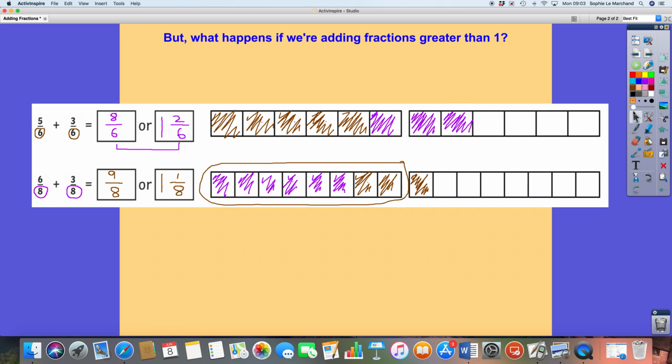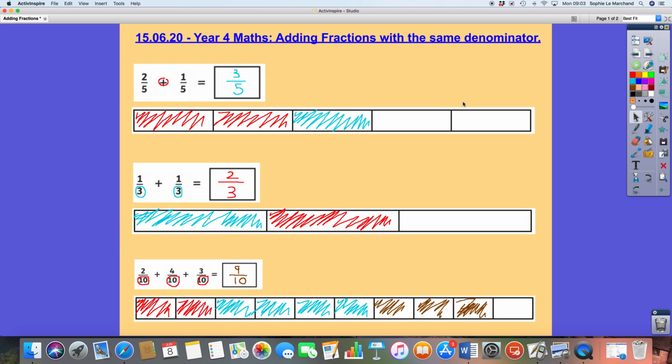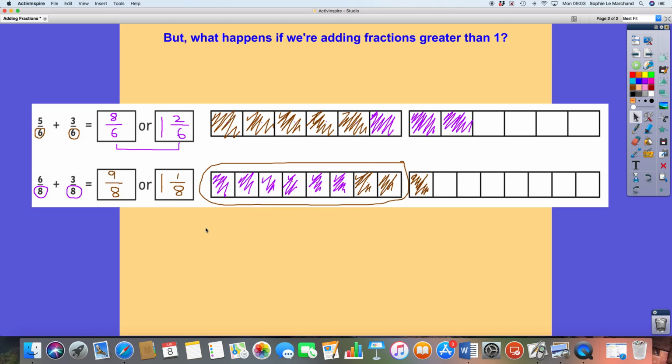I hope that all makes sense to you. Today you are going to be adding fractions by shading in fraction bars, and I would like you to show that you've used different colours to represent the sum. And you're going to do a whole sheet of these, and the spicy challenge is going to ask you to add 2 fractions together that will be greater than 1, and you will need to draw the representation for that. Good luck, and I'm looking forward to seeing how you get on.